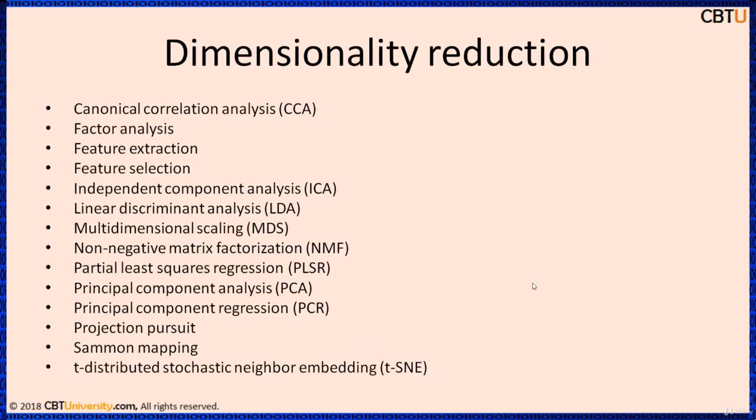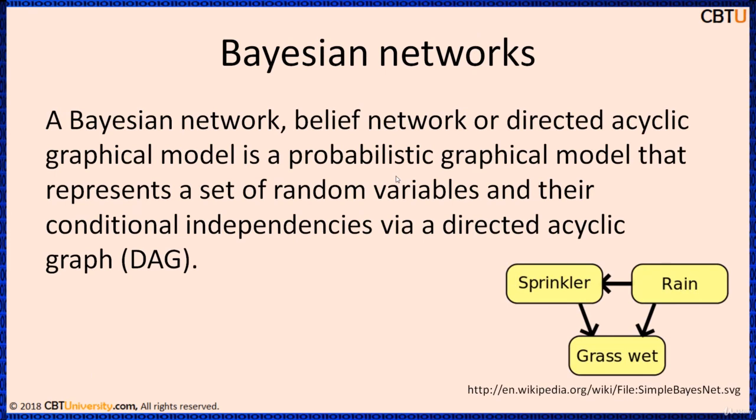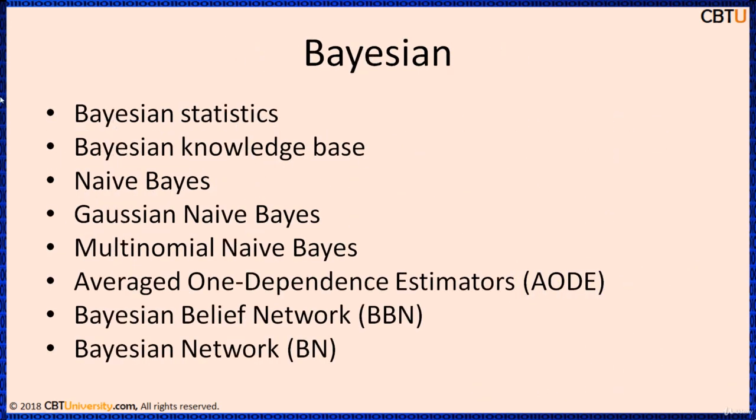Dimensionality reduction or dimension reduction is the process of reducing the number of random variables under consideration by obtaining a set of principal variables. These are some of the methods and techniques. A Bayesian network, belief network, or directed acyclic graphical model is a probabilistic graphical model that represents a set of random variables and their conditional independencies via DAG, directed acyclic graph. A Bayesian network could represent a probabilistic relationship between diseases and symptoms, etc. These are some of the methods and techniques of Bayesian networks.